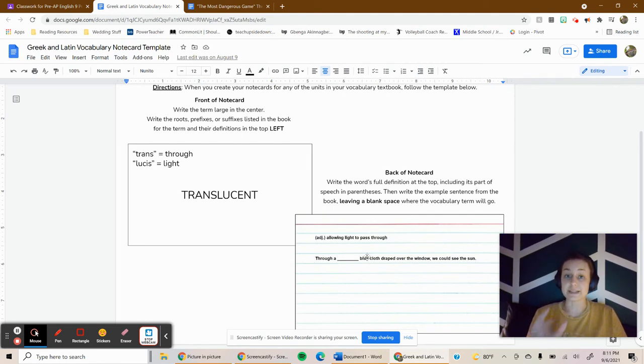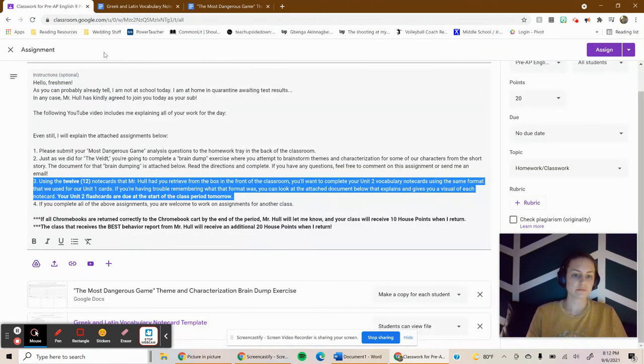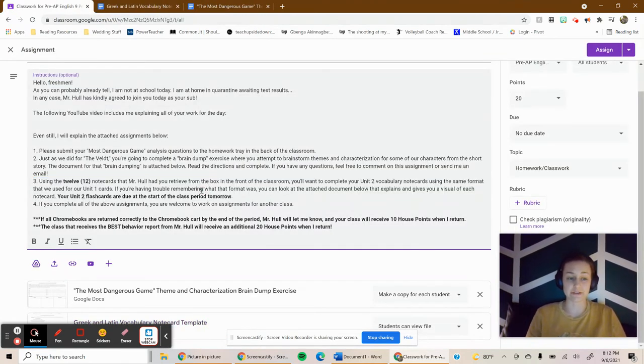Again, in the example sentence, do not put the vocab word, because then it renders your card completely useless, because now the answer's on the back. And when we do the practice activities in class with your note cards, you've got the answer already. So it kind of ruins that card. Don't put the vocab word inside those sentences, because then you kind of ruin it. All right, and that'll be the last thing that you have to do today.